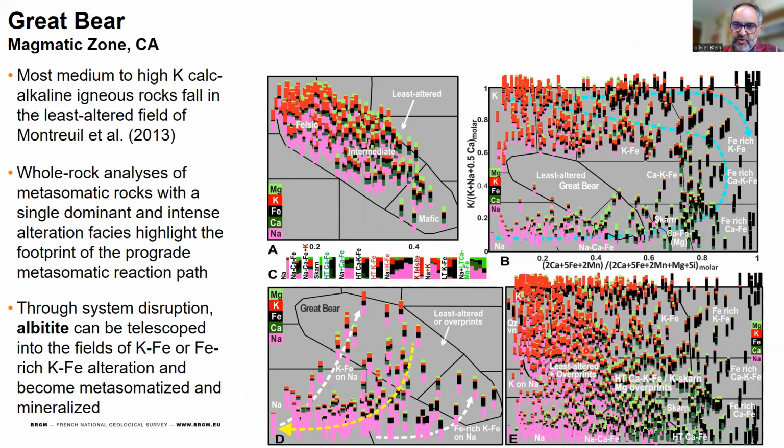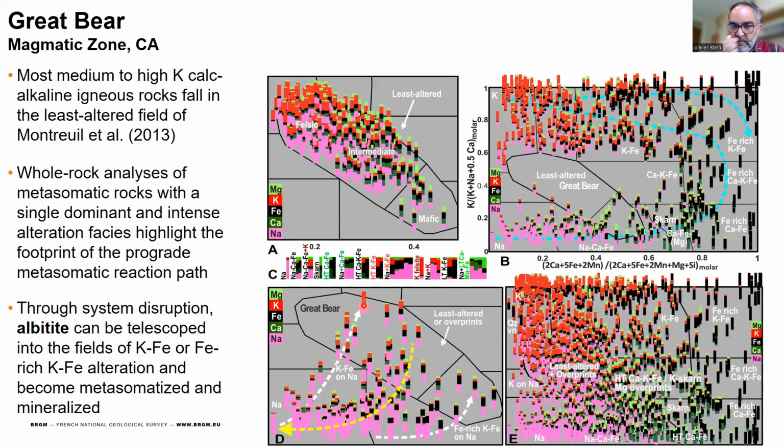Through system evolution, albitites, which are here, can be telescoped into the field of potassic iron or Fe-rich potassic iron alteration and become metasomatized and mineralized. Here in white, we have the trend of this telescoping.